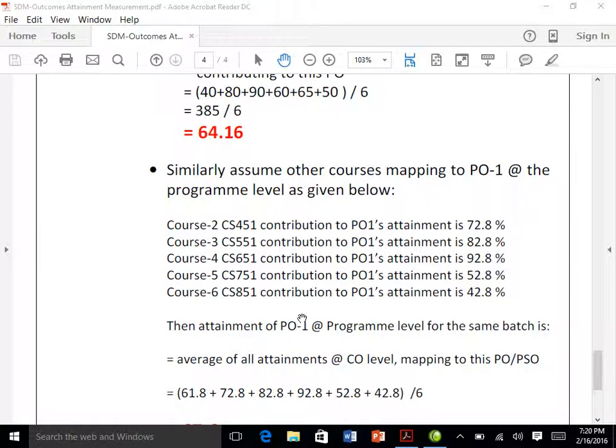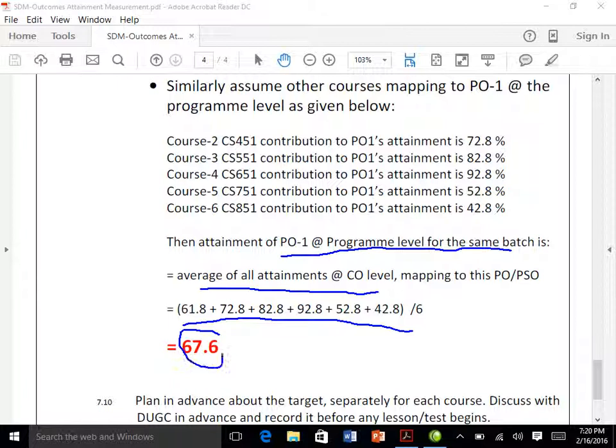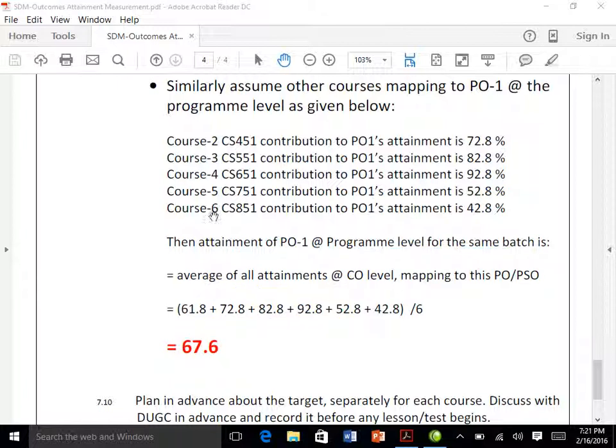Then the attainment of PO1 at the program level for the same batch is equal to the average of all the attainments at that particular course level mapping to this PO, that is 61.8 and all these others divided by 6, because there are 6 courses, and that results in 67.6 at that particular semester level. Similarly, the attainment of all the POs are to be calculated at the course level as well as at the semester level.